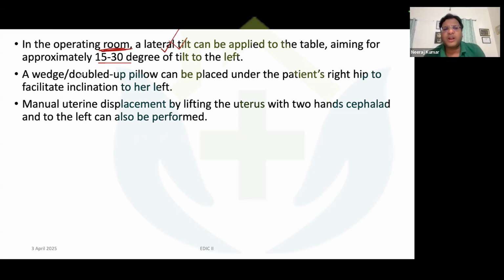Second, you can put a double-folded pillow and place it under the patient's right hip to facilitate the inclination to the left. If you elevate the right hip, the inclination to the left will automatically be there. And the third part is MUD, that is maternal uterine displacement. So how are you going to do that?